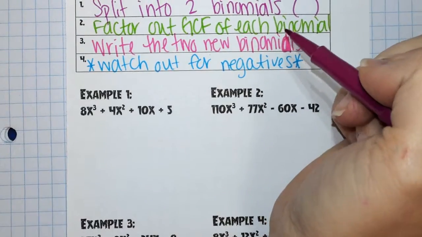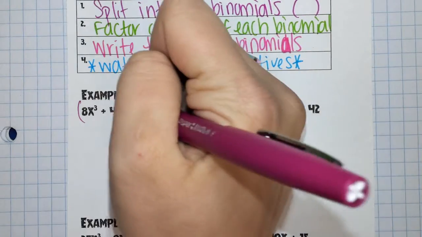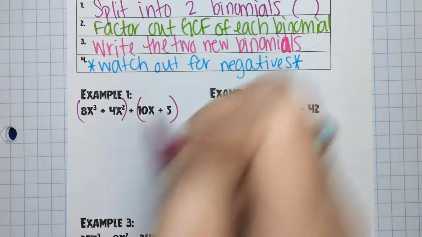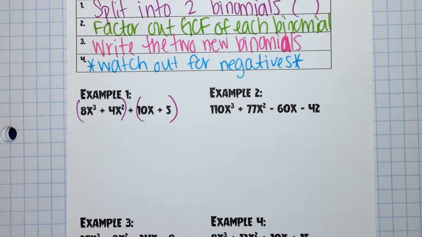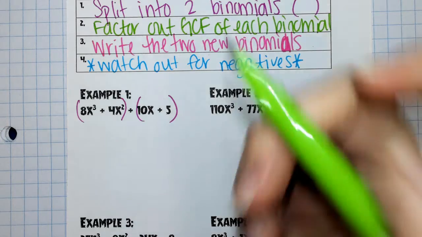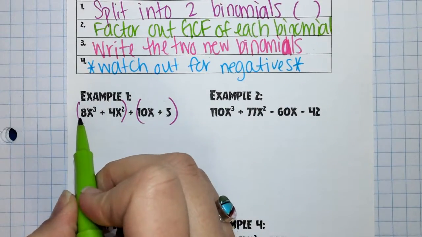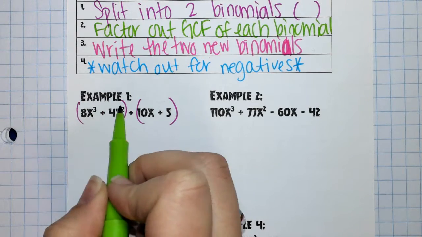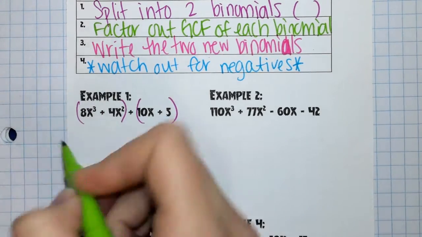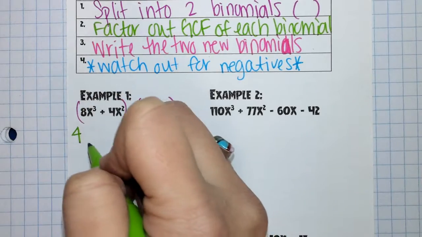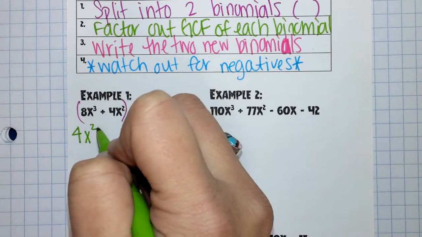Alright, here we go. The first one, it says split into 2 binomials. So you put a parentheses around the first 2 and a parentheses around the last 2. Alright, then it says factor out the GCF of each binomial. So what is the greatest common factor of 8x cubed and 4x squared? 4x squared. Good job, guys.